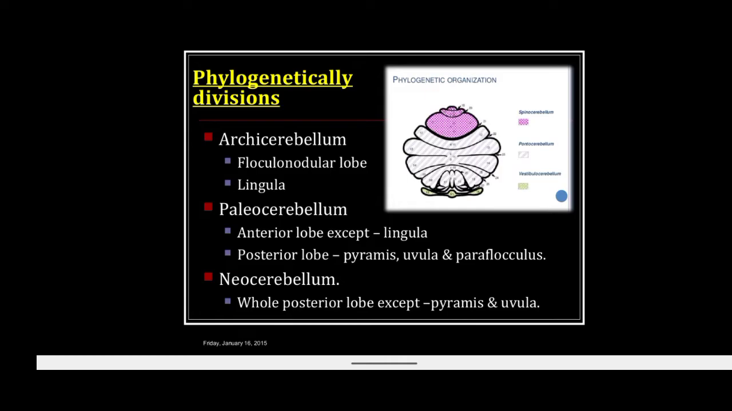Come to the neocerebellum. The neocerebellum is phylogenetically the most recent part of the cerebellum, and it consists of posterior lobe except pyramids and uvula. Its connection is highly developed to neocortex, and neocerebellum coordinates the skilled movement of the body. So neocerebellum is responsible for the skilled movement of the body. So cerebellum is responsible for coordination of movement and motor learning, and these are the phylogenetic divisions of the cerebellum.